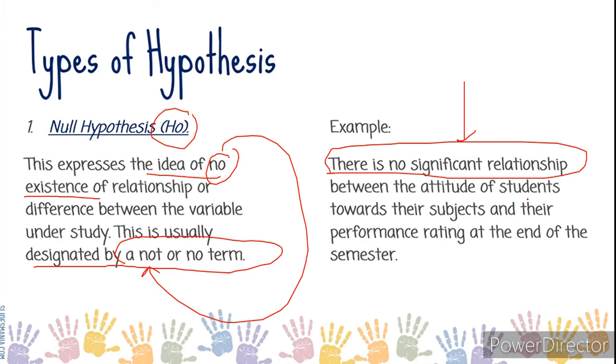Or kapag binigyan ng example, meron kayong laging nababasa na negation, na no, not, something like that. And null hypothesis is H0, and it is denoted by H0. Ito yung sa research naman. Sa research kasi, siya yung initial. Ibig sabihin, kailangan mo munang umpisahan yung research sa null hypothesis, kasi ito yung aim natin na i-reject.